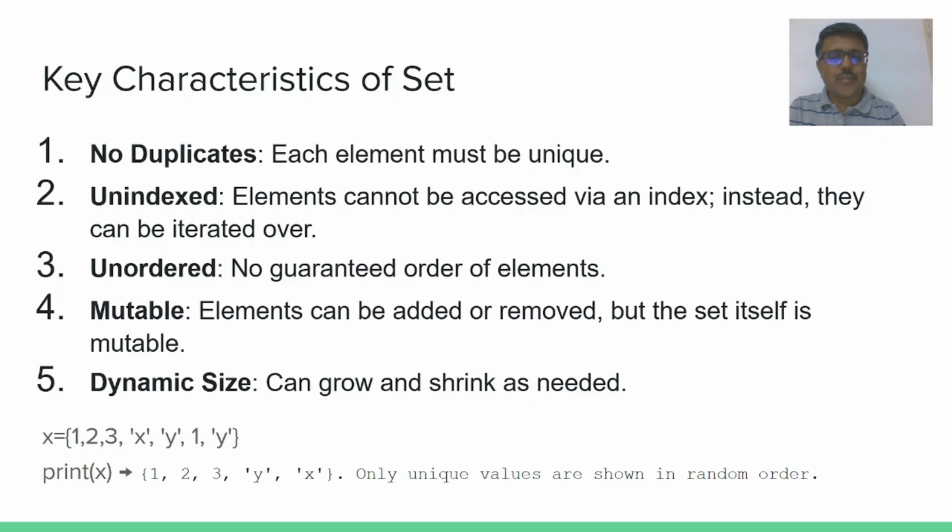And unordered, that means the set is not an ordered item. Okay, so every time you run a set, it will give values in random order. And this is one of the properties very much useful for generating random numbers also. So that is where you can find its application.